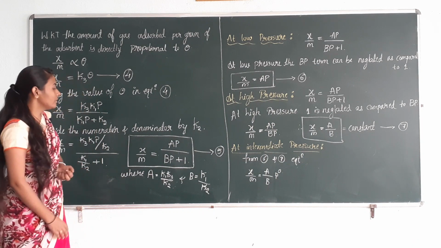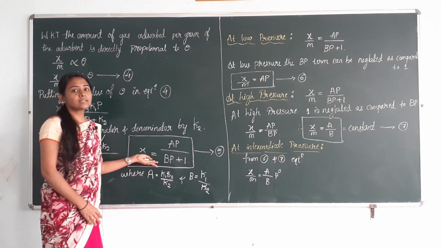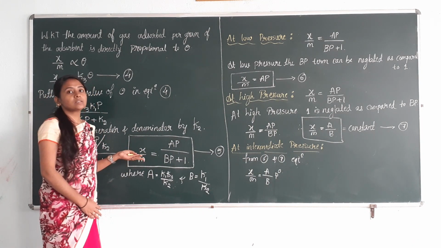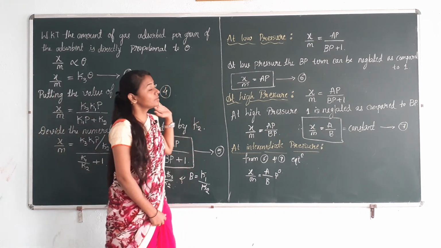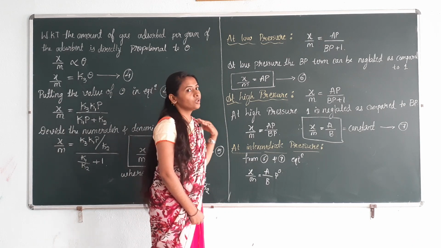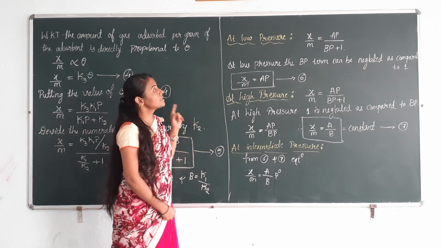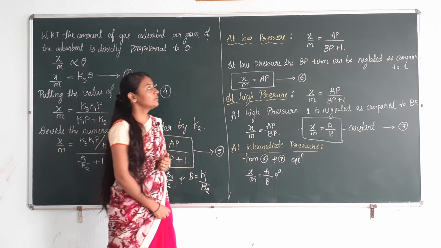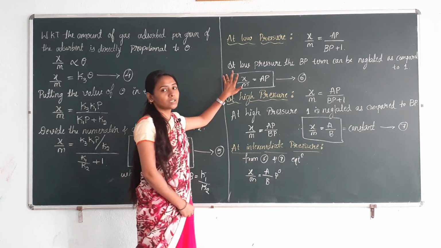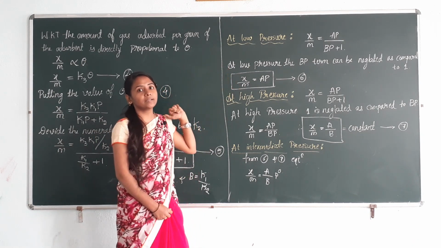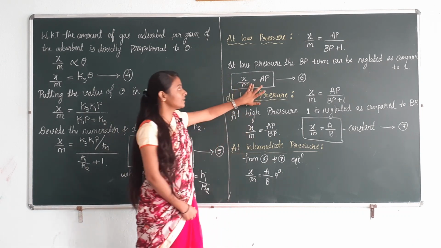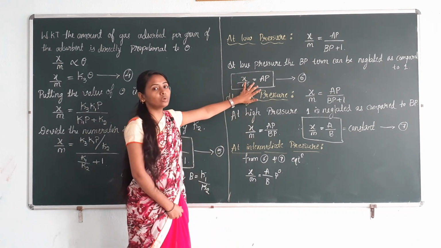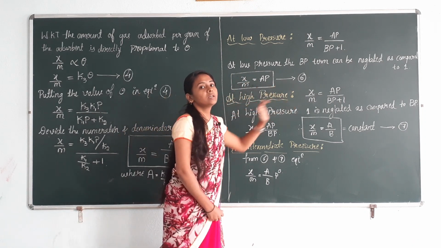This gives the relation between x by m, the amount of gas adsorbed, and pressure. Now at low pressure, the Langmuir adsorption isotherm is x by m equals AP divided by BP plus 1. At low pressure, the term BP can be neglected as compared to 1. So the equation is x by m equals AP. This is equation 6.